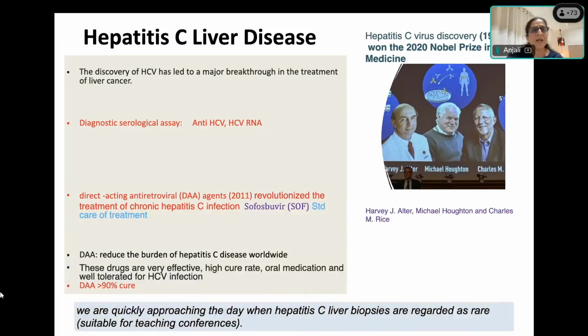Yeah, thank you, Dr. Sagnik. Now this slide is on hepatitis C virus infection, and these three scientists discovered hepatitis C. After the discovery, we have diagnostic serological assays and excellent treatment for hepatitis C infection. Because of all this, we have not been receiving any biopsies for primary diagnosis of hepatitis C infection. We are quickly approaching the day when hepatitis C liver biopsies are regarded as extremely rare and will be presented only during conferences. So this is the scenario of hepatitis C infection.